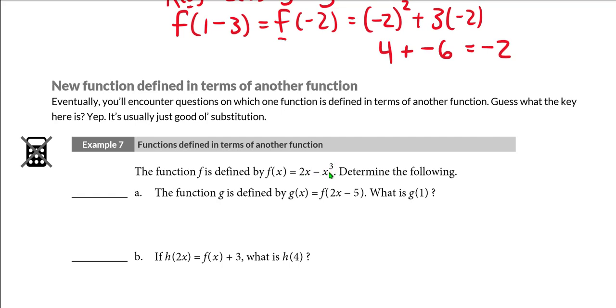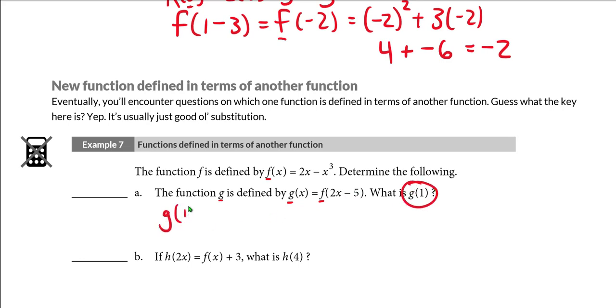Oh, we got a cubic function here. And we need to determine the following. So first, 7a here, we've got the function g. So there's this new function defined by g of x equals f of 2x minus 5. So we can see that the g function is being defined in terms of the original f function, and they want g of 1. So here's how this works.